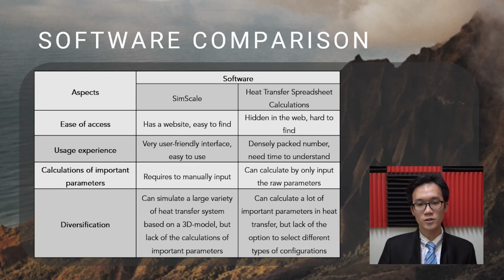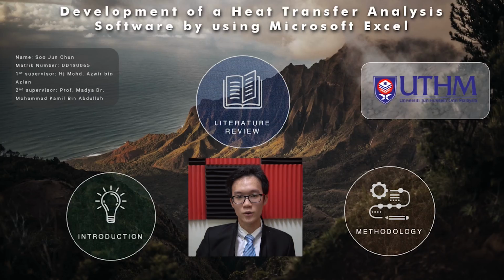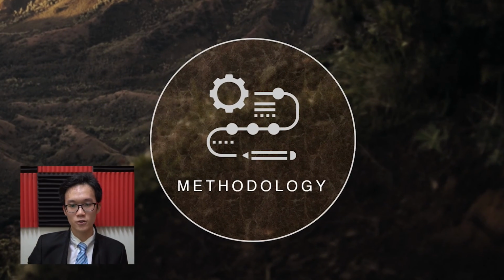For the software comparison, SimScale wins in ease of access, since it has a website and it is easy to find. It also delivers a very user-friendly interface and is easy to use. The heat transfer spreadsheet calculation wins in the calculation of important parameters, since it can calculate all of them but only requires the user to input the raw parameters. For the diversification, each software has advantages and disadvantages over the other. That's it for Chapter 2. I will continue with Chapter 3, which is the methodology.